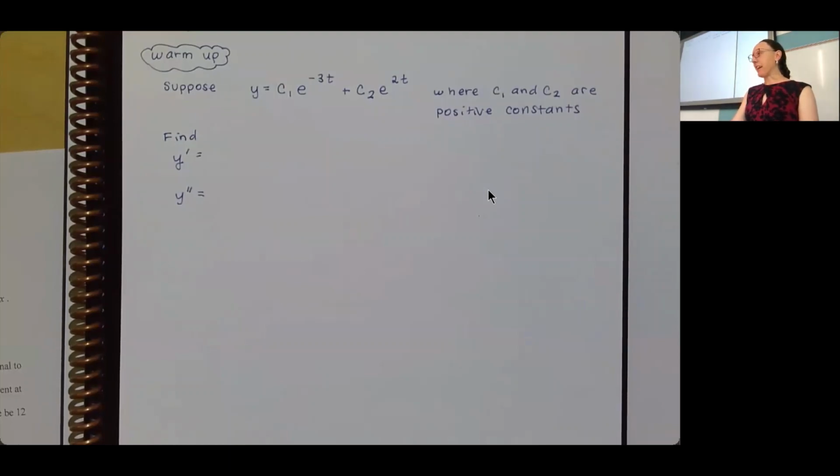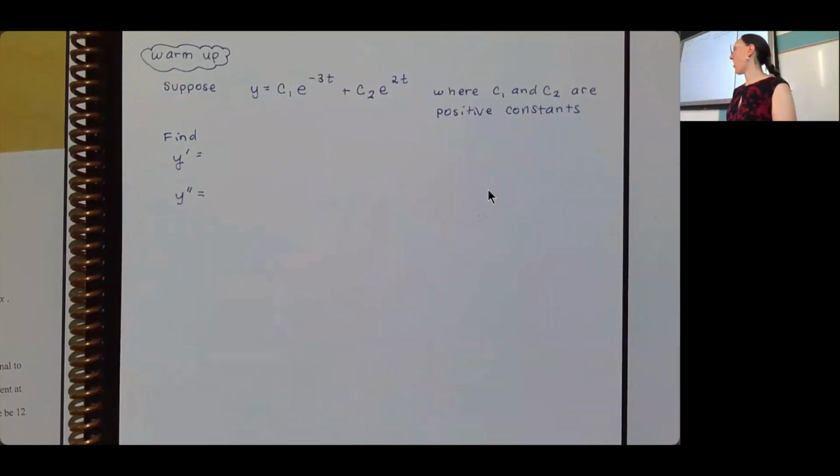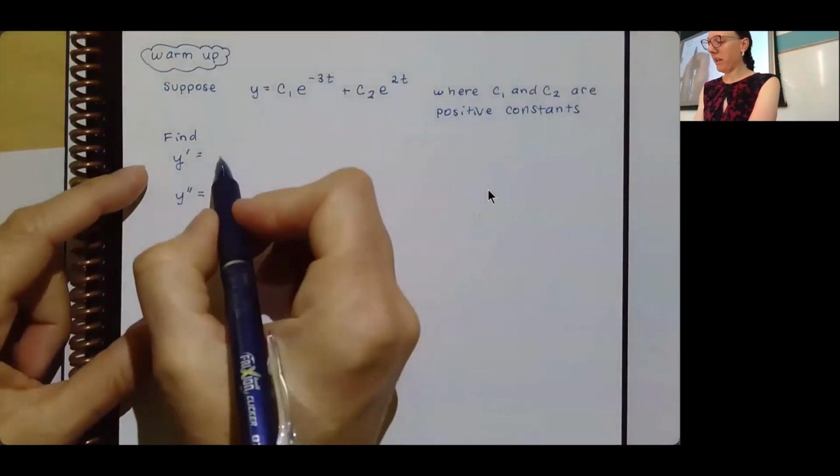In general, if I've got e to the something, when I take that derivative, I'm going to end up with e to the something, but we're going to have to remember to do a little bit of chain rule. I have let us know that C1 and C2 are both positive constants, so they're just coming along for the ride when we take the derivative.